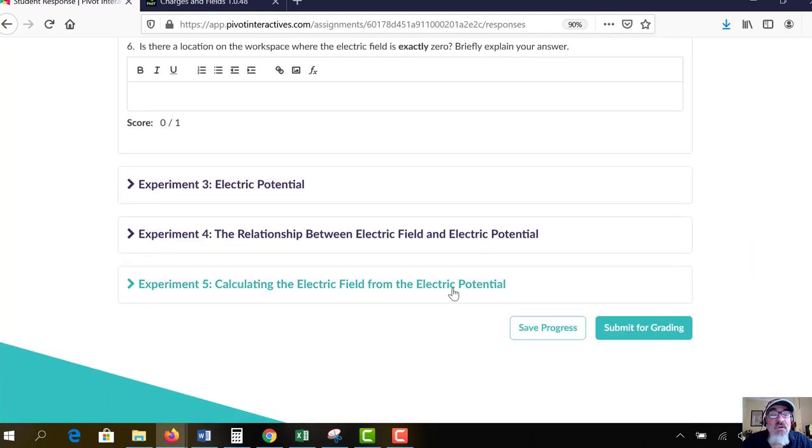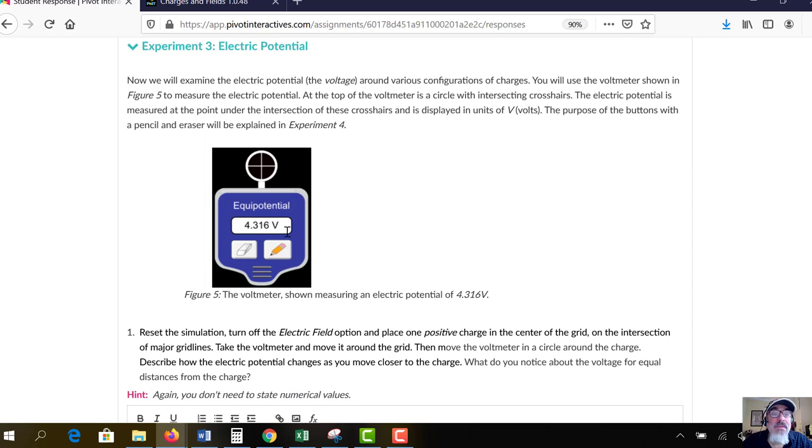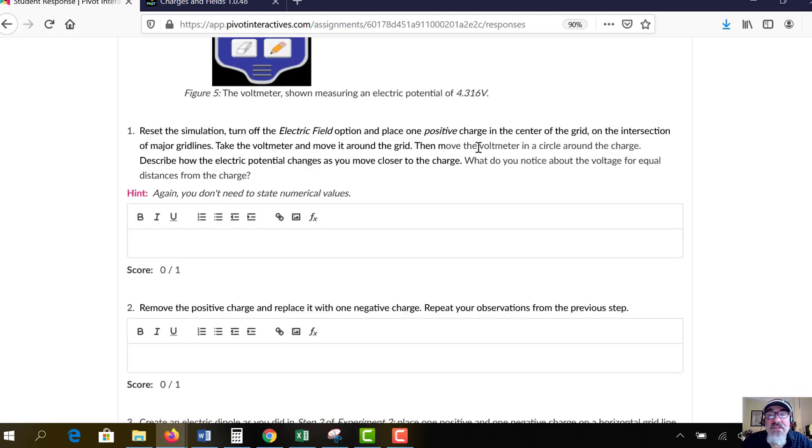Okay, electrical potential, or in other words voltage, that's the third experiment here, so we'll actually be using the meter here. Okay, so reset the animation, turn off the electric field option, place one positive charge in the center of the grid on the intersection of major grid lines. Probably you want to go to full screen mode to make it a little easier to see. Take the voltmeter, move it around the grid, and then move the voltmeter in a circle around the charge. Describe how the electrical potential changes as you move closer to the charge.